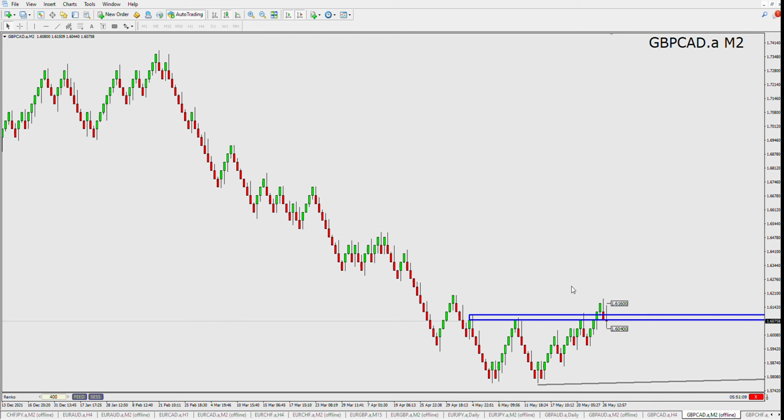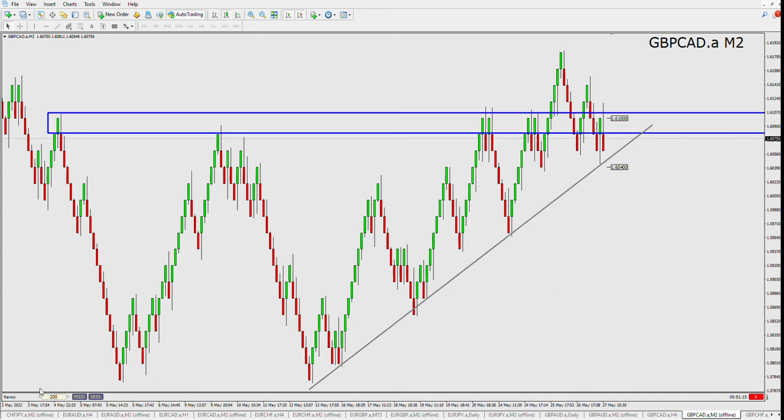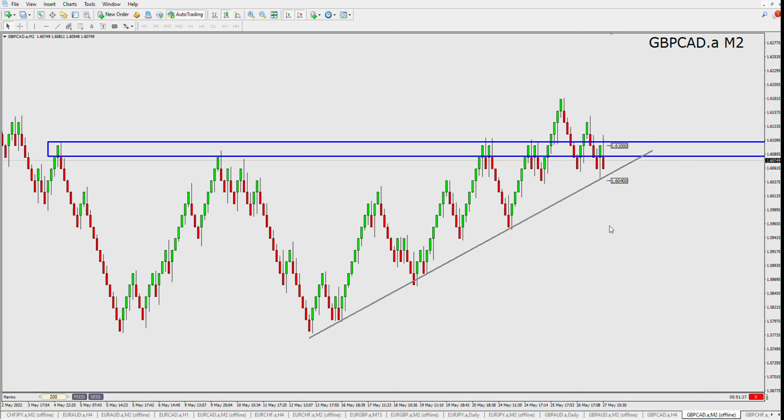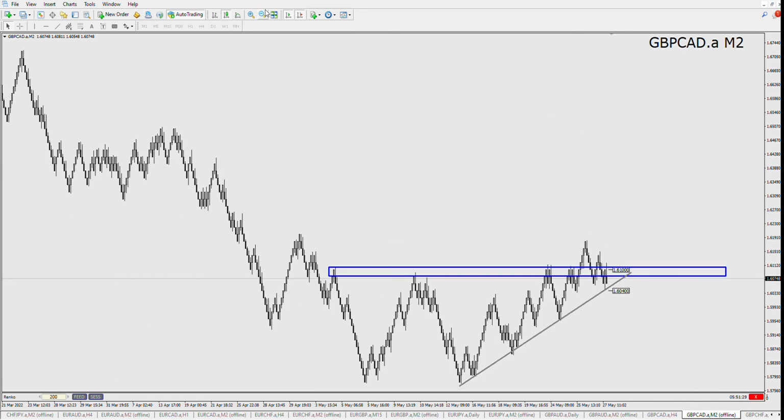I don't have a bias yet. I'm not going to say, for example, if price goes all the way up to here, then I will buy. I still want to wait a little bit. Maybe price will test this level, hover here a little bit, and then go up. We will see. It depends on how the chart looks and how price action will develop in the coming few days.